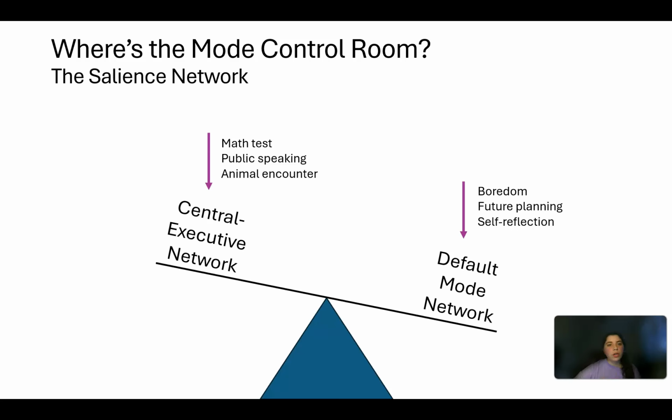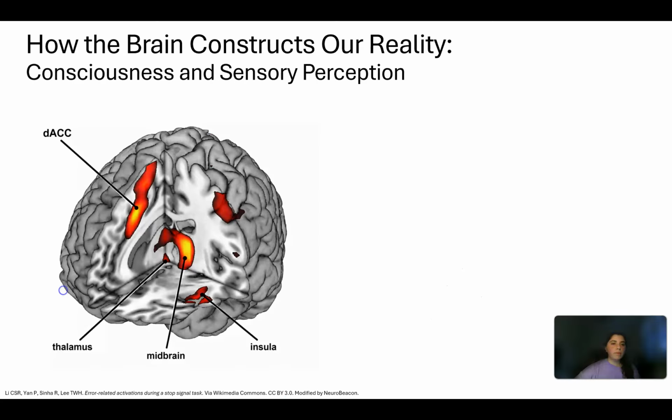Well, the critical control room switch that balances the central executive network and the default mode network is a third network called the salience network. And so the salience network is especially important for how the brain actually constructs reality because it switches between a mode where you're intensely focused in the external world and another network where you're intensely self-reflective and thinking within yourself.